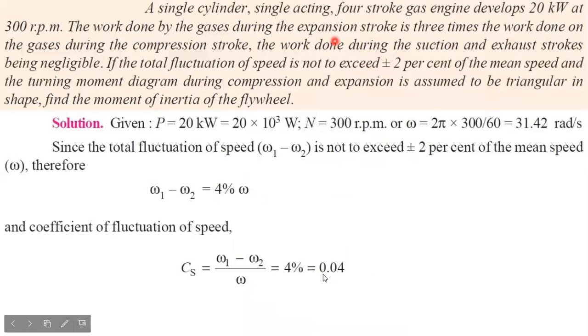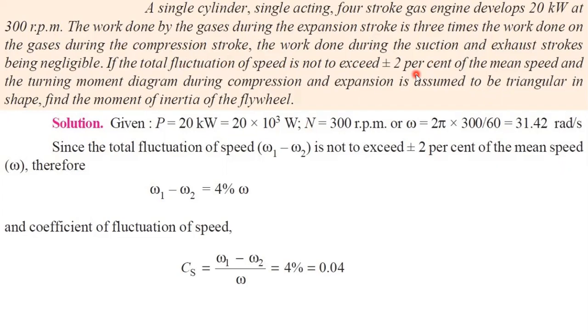The next problem is a single cylinder, single acting 4-stroke gas engine develops 20 kilowatt. So power is equal to 20 kilowatt, so convert into watt, and speed is 300 RPM. The work done by the gases during the expansion stroke is 3 times the work done on the gases on the compression stroke. So we will be using this for solving the problem. Just make a mark of it. The work done during suction and exhaust strokes are negligible. So suction and exhaust we can neglect.